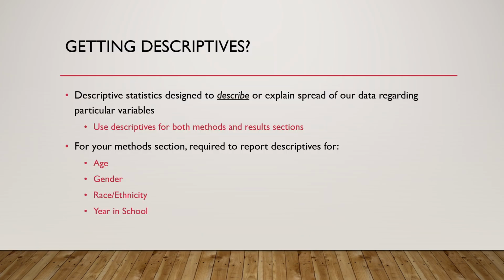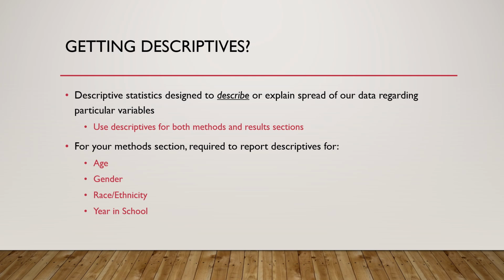Now that you know what's needed in your methods section, we're going to talk about how to get there. As a reminder, for all of this, you need to have descriptive statistics. These are the statistics that describe, or explain, the spread of our data. And we need these in both our methods and our results section. Again, you want to describe your participants, you want to describe your scales, you want to describe the average scores within the groups if you're doing a t-test. There's lots of different instances where we need to give the information about our variables to the reader.